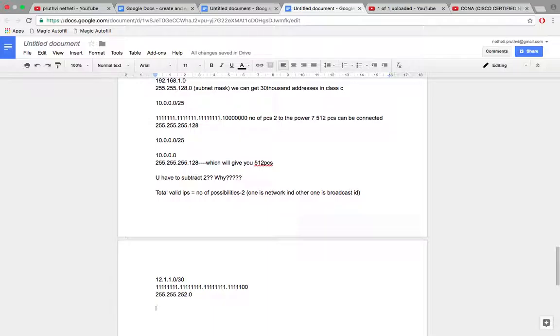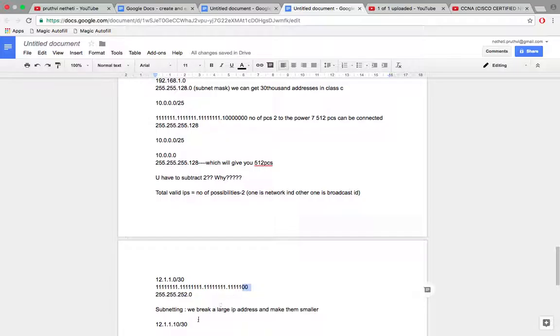The entire concept of breaking this network is called subnetting. In subnetting, we break a large IP address block and make it smaller. So this is what subnetting is about. So let's take 12.1.1.0/30.